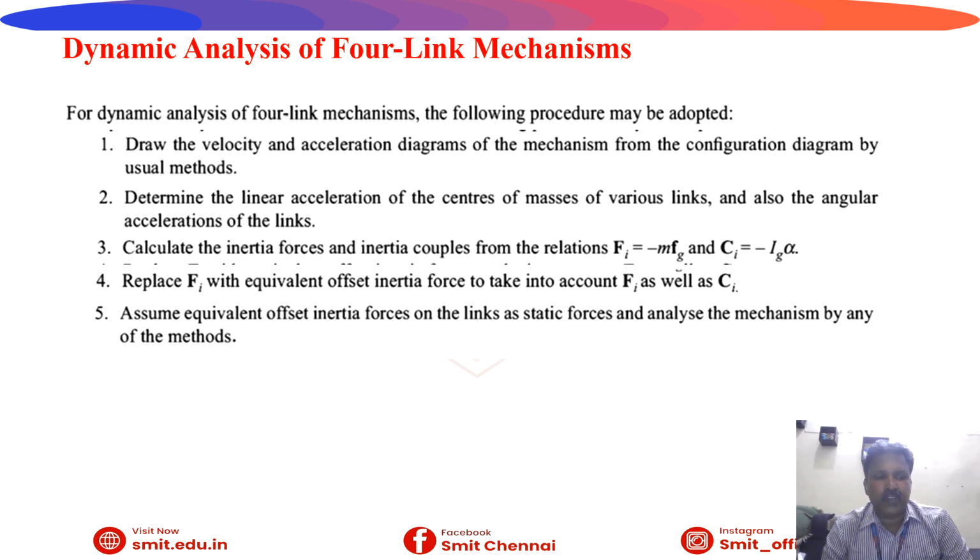Determine the linear acceleration of the centers of masses of the various links and also the angular acceleration of the links. Calculate the inertia forces and inertia couples from the relationships Fi equals minus m Fg and Ca equals minus Ig alpha. Replace Fi with an equivalent offset inertia force to take into account Fi as well as Ca. Assume the equivalent offset inertia forces on the links as static forces and analyze the mechanism by any of the methods.